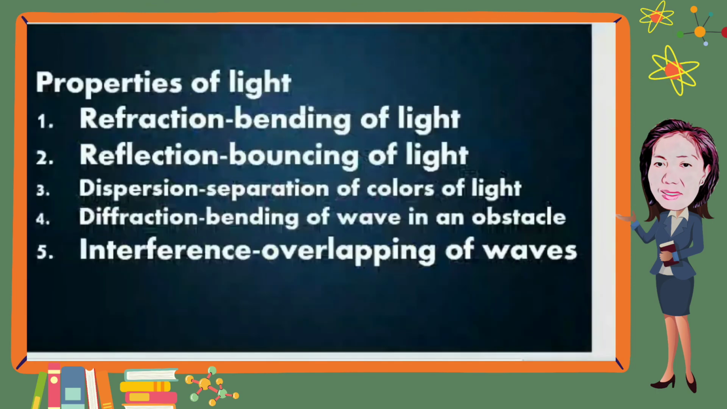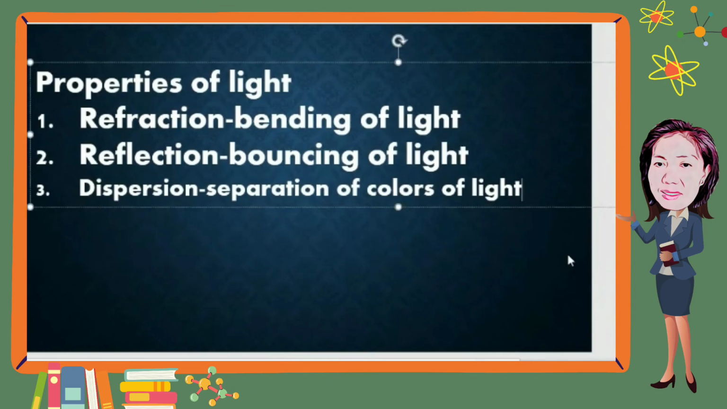Okay, so balikan natin yung gusto nyo pang malaman na, okay, ito. So, properties. So, actually, we will limit only to the refraction, reflection, and dispersion. Refraction, the bending of light. So, when the light passes through from one medium to another, it will bend. It will refract. Reflection, yung pag-appear ng mga colors sa object is an example of reflection of light.